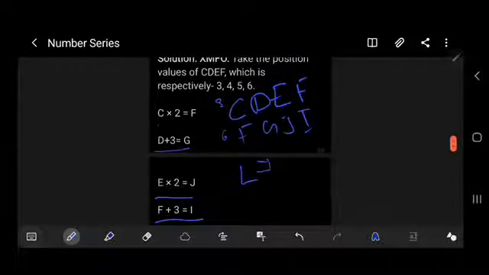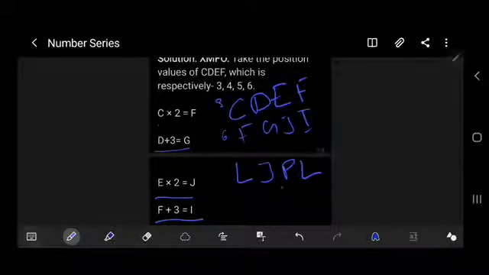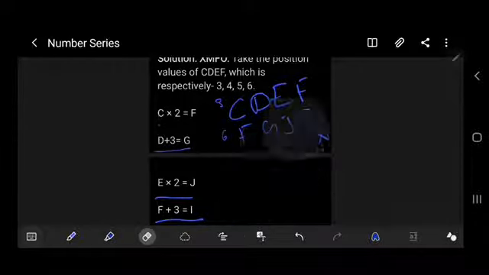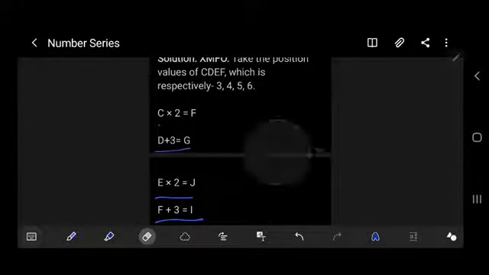Similarly, the question is LJPL. Here is L. L is in place 12. 12 into 2 is 24. 24 is what? X is 24. So by using this we can easily solve this puzzle, this number series question.